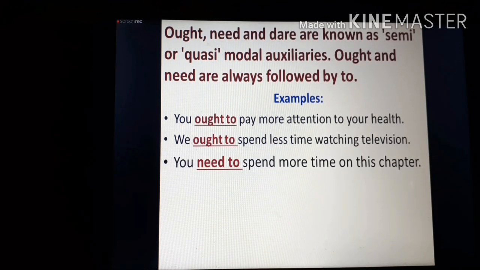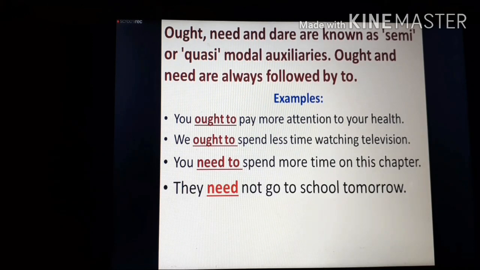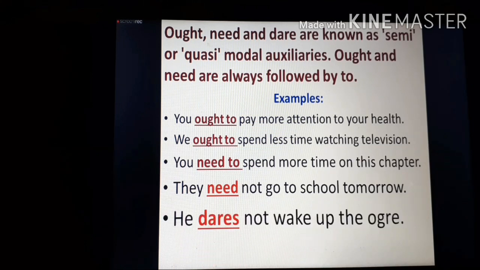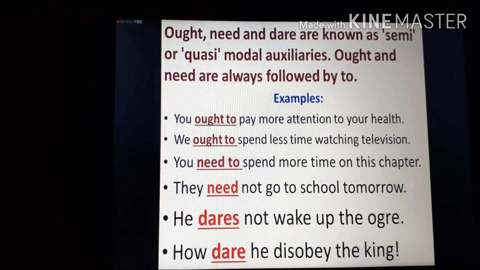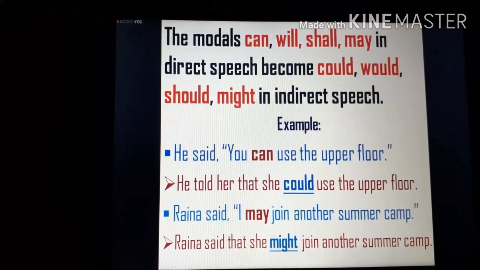With need to example sentence, you need to spend more time on this chapter. They need not go to school tomorrow. This is a negative sentence using need. With dare example sentence, he dares not wake up the ogre. How dare he disobey the king?